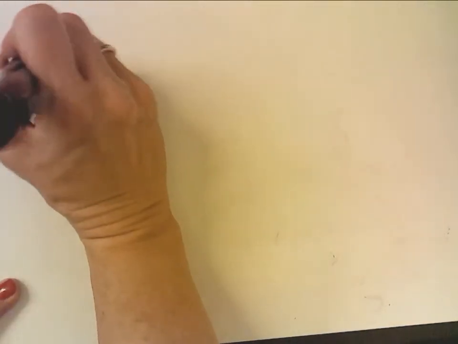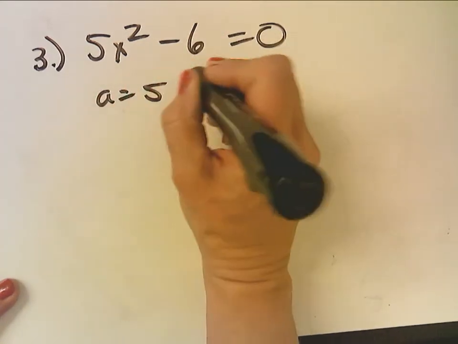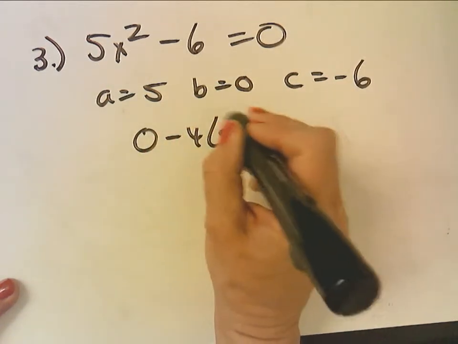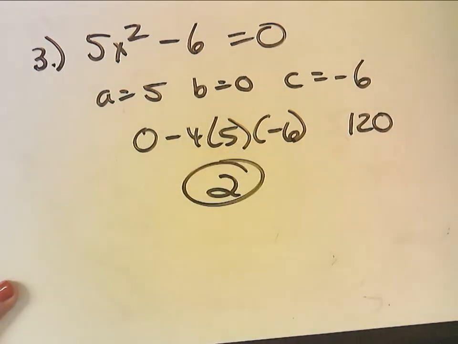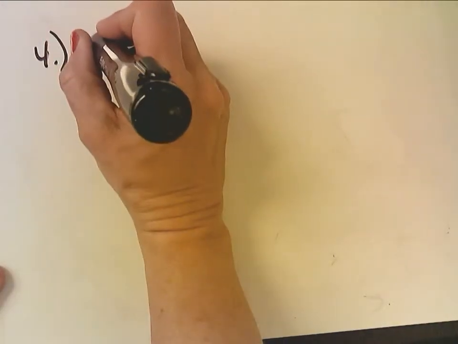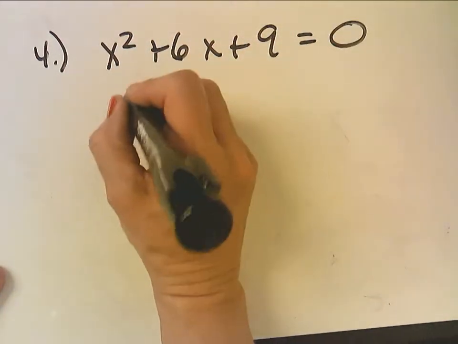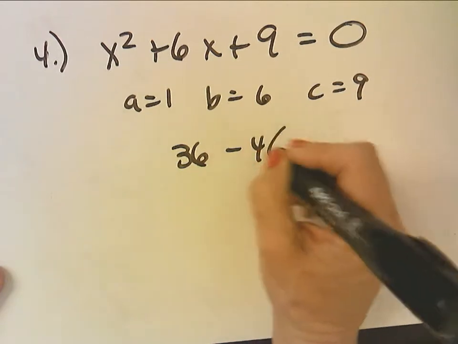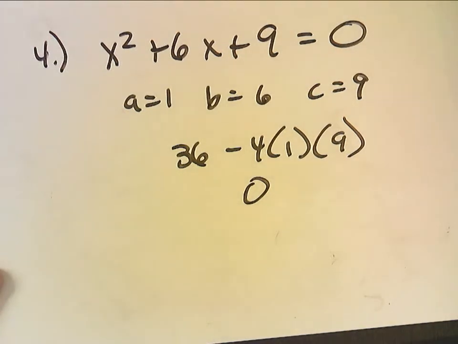For number 3, 5x squared minus 6 equals 0, a equals 5, b equals 0, c equals negative 6. So 0 minus 4 times 5 times negative 6 is 120. It's positive, so there's 2 solutions. And for number 4, I'm going to make it x squared plus 6x plus 9 equals 0. a is 1, b is 6, c is 9. 36 minus 4 times 1 times 9 is 0, so there's 1 solution.